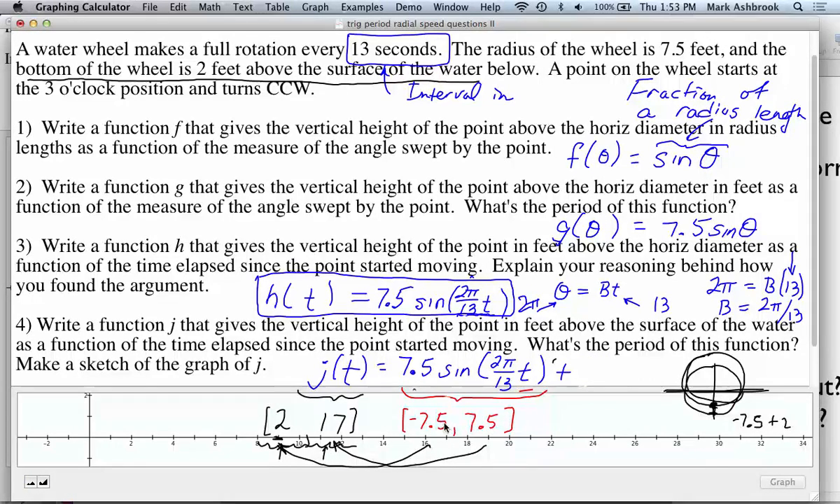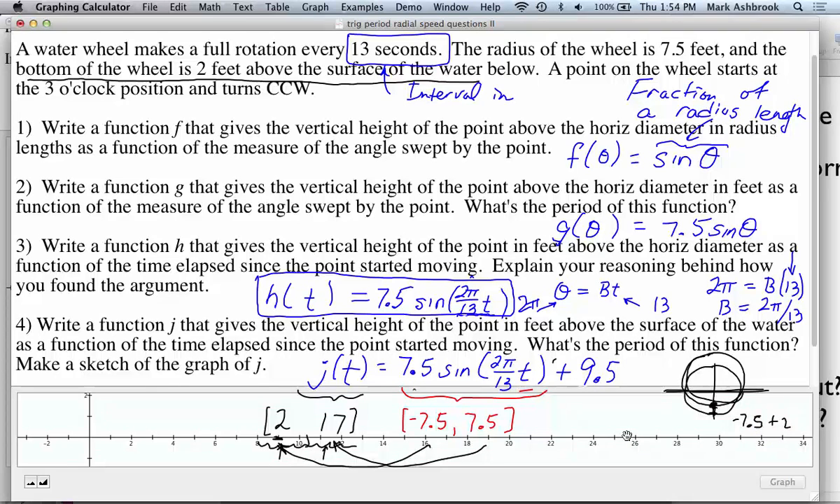We need to add whatever we need to add to negative 7.5 to get to 2. 9.5. Does it make sense that you can't just add 2? Because it's telling us the bottom of the wheel is 2. So we've got to get the bottom of the wheel first up to the surface. That's 7.5, and then another 2. That's our 9.5, right? Think about the surface of the water being in the middle of the wheel: first up a radius, 7.5, then up another 2, or 9.5. Scores of students miss this. They just grab that 2 and add it to the function. It's not right.